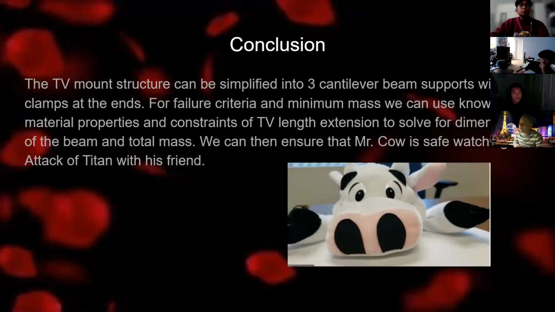So in conclusion, the TV mount structure can be simplified into 3 cantilever beam supports with clamps at the end. For failure criteria and minimum mass, we can use known material properties and the constraints of TV length extension to solve for the dimensions of the beam and total mass. So after all that, we can ensure that Mr. Cow is safe to watch Attack on Titan with his friends.